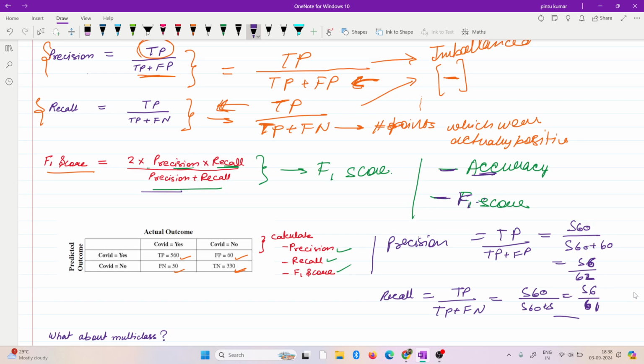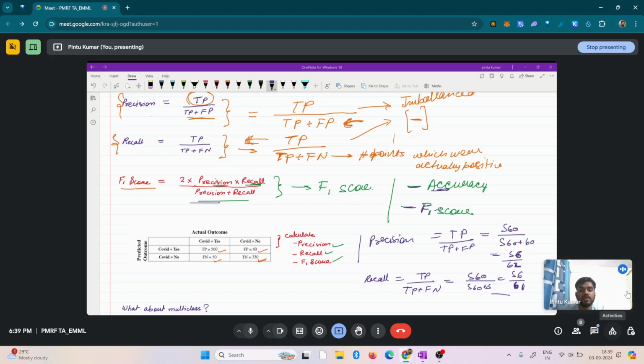Any doubt in calculating precision, recall and those kinds of things before I move ahead to talk about how we do these things for a multi-class setup? If you have any doubt, you can ask.